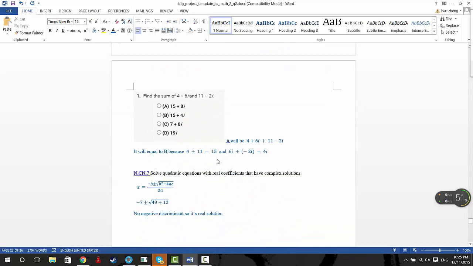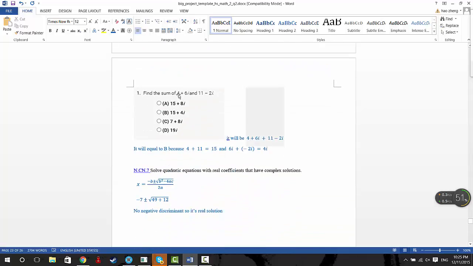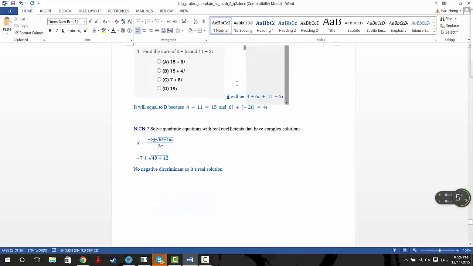And next we're going to do this to find the sum of this goddamn equation. Oh my god.